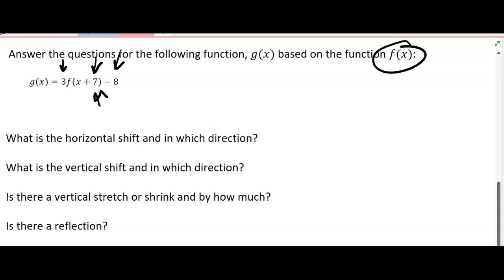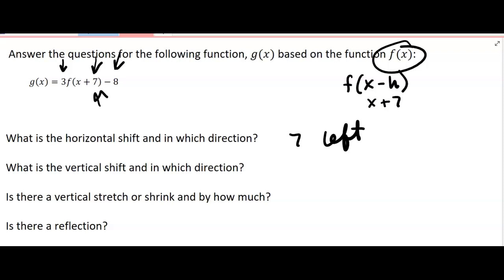It comes from the 7, and it's going to be 7 to the left. Because our form says f of x minus h, I think we use h or c, whatever it is, but you have x plus 7, so your h is negative 7, which means that's the horizontal shift, it's going to go negative 7, 7 to the left. The vertical shift is going to come from that negative 8, so it's going to be 8 down.